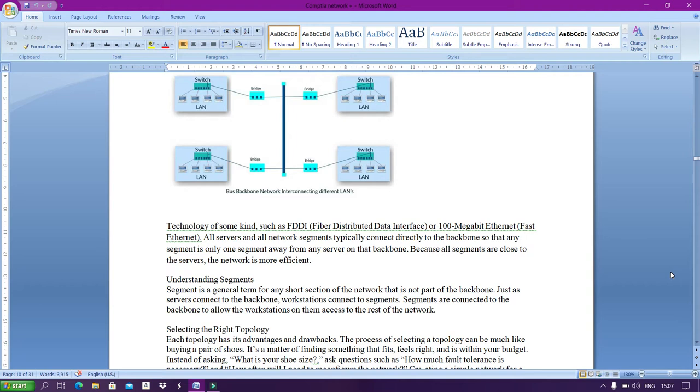Understanding segments. Segment is a general term for any short section of the network that is not part of the backbone. Just as servers connect to the backbone, workstations connect to segments. Segments are connected to the backbone to allow the workstations on them to access the rest of the network.